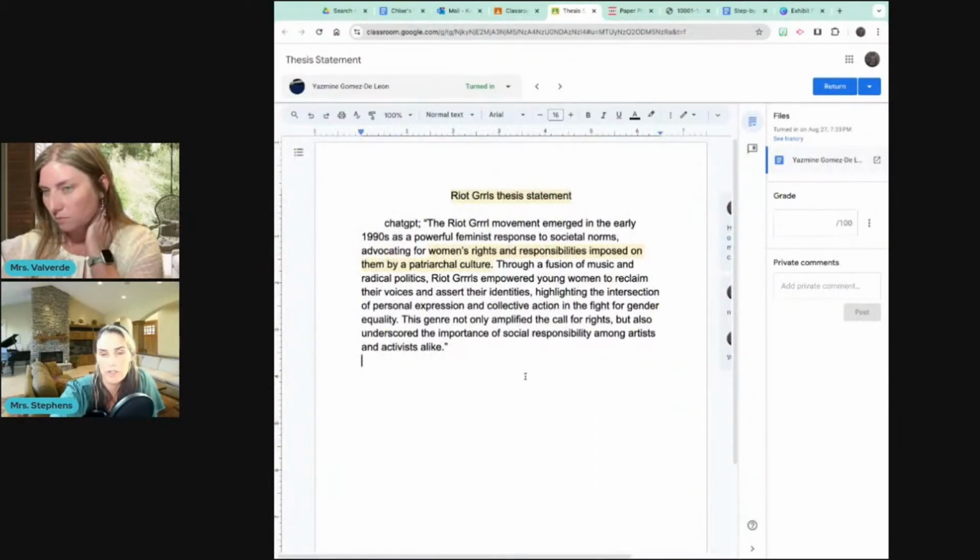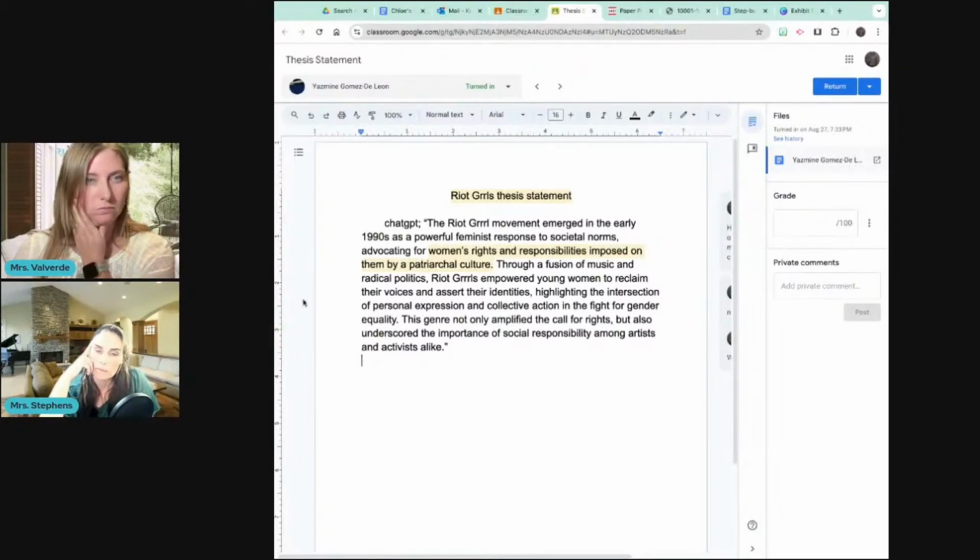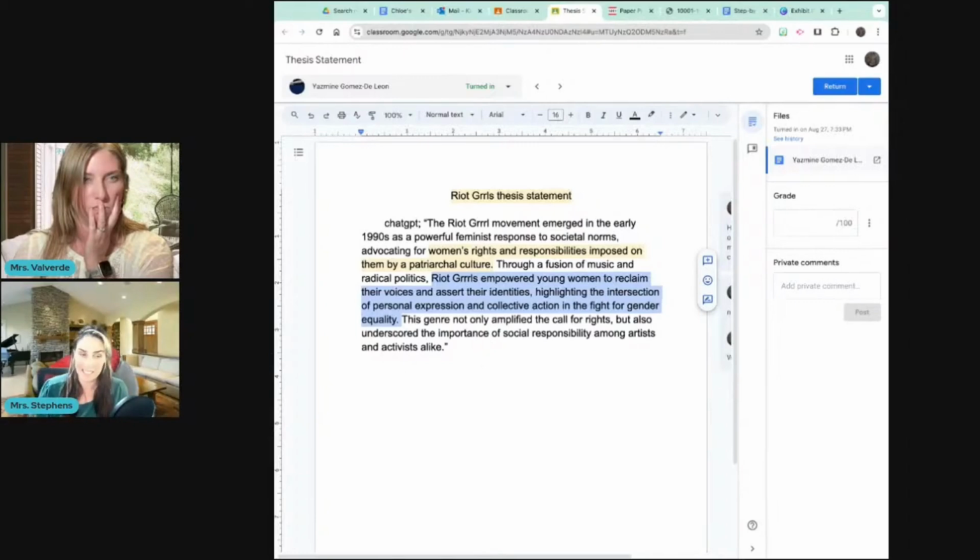I like this: through a fusion of music and radical politics, Riot Girls empowered young women to reclaim their voices and assert their identities, highlighting the intersection of personal. Yeah, this is good right here. I think that is your thesis. This genre not only amplified the call for rights, but also underscored the importance of social responsibility among artists. This is great. We should rewrite it so it's in our own words, so we're not plagiarizing, but the ideas here are fantastic. We just need more details.